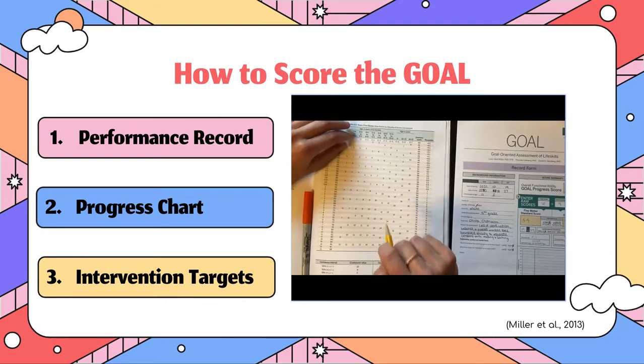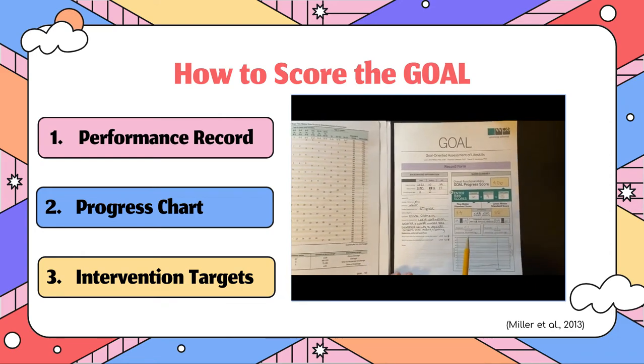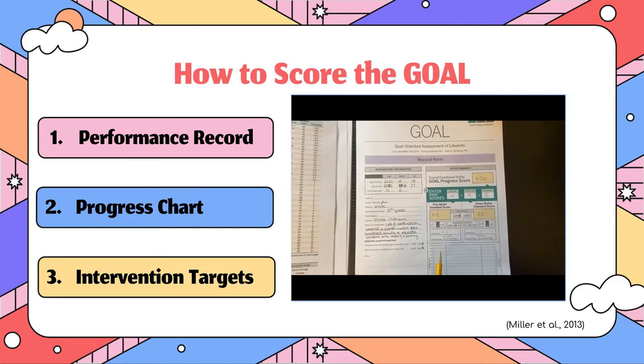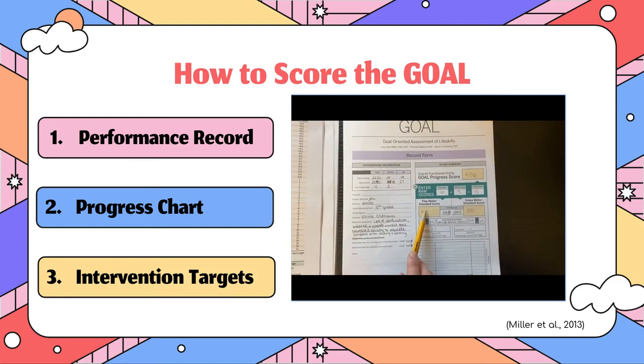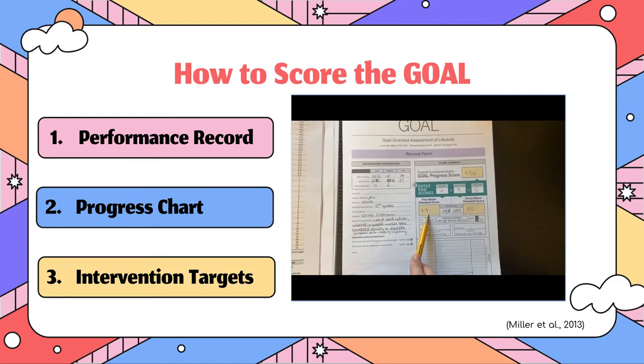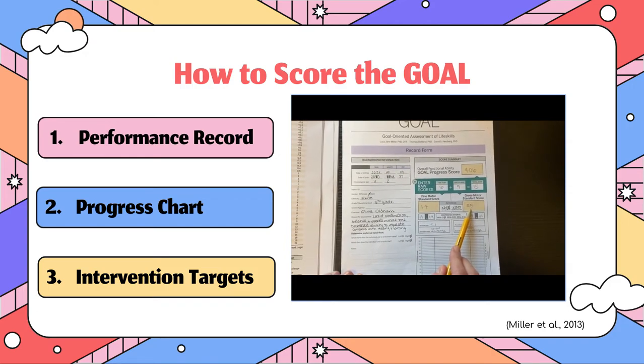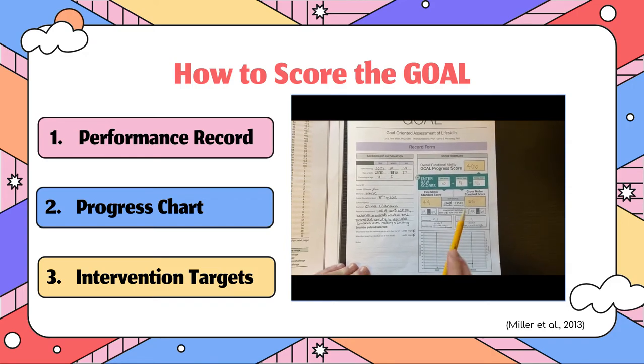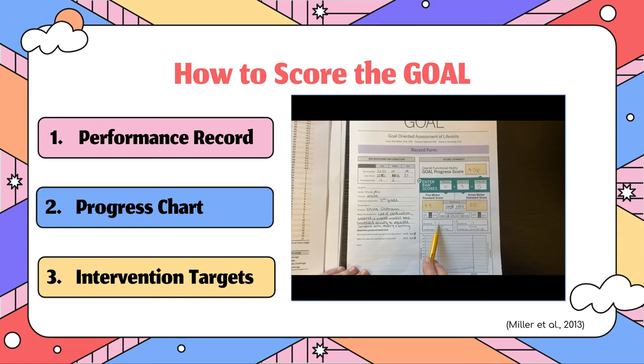Write the fine and gross motor standard scores and percentile rank on the front page of the record form in the score summary box. Fine motor standard score of 44. The gross motor standard score of this client was 55. And then the percentile rank for both is less than 0.1.